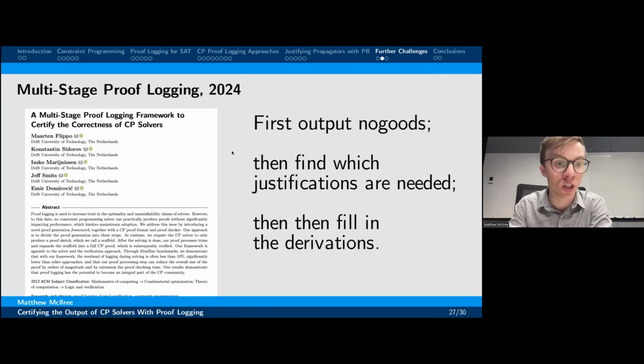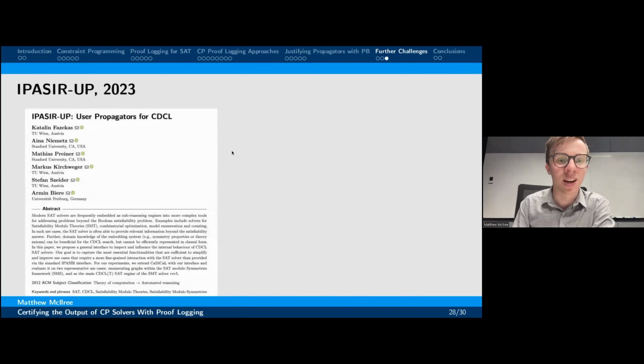So if the derivations, particularly for something like the multiplication constraint where you're paying a polynomial overhead to compute them, certainly if you can get away with deriving fewer of them, this is going to be very effective. So this is certainly an approach that we would want to incorporate as well, and it's probably going to be necessary to do something like this to get any other CP solver authors to include proof logging.